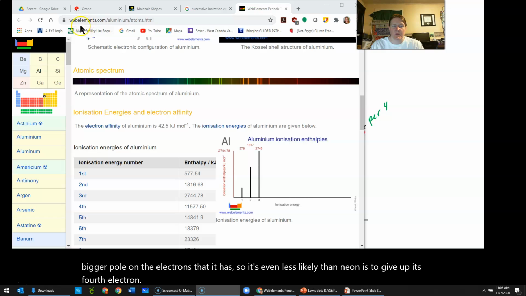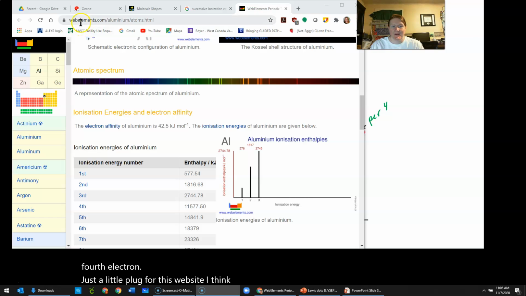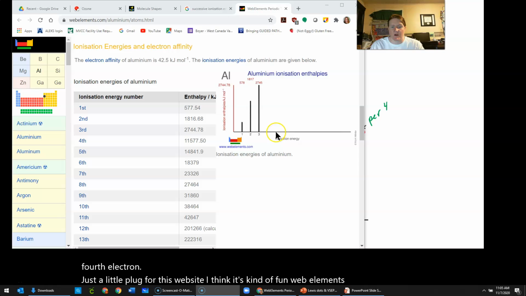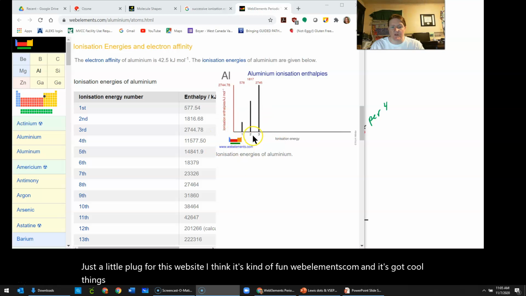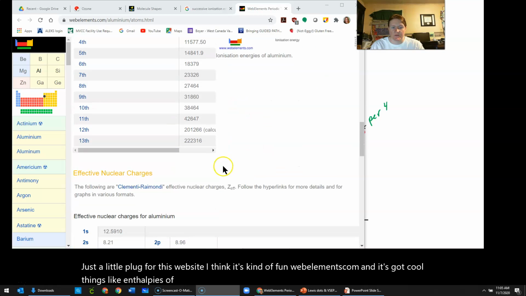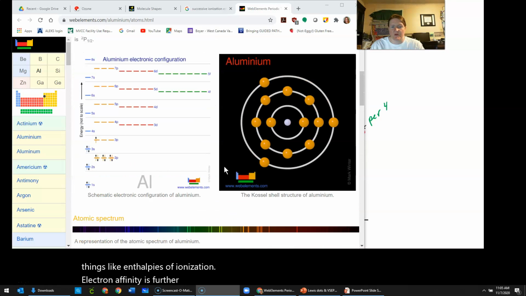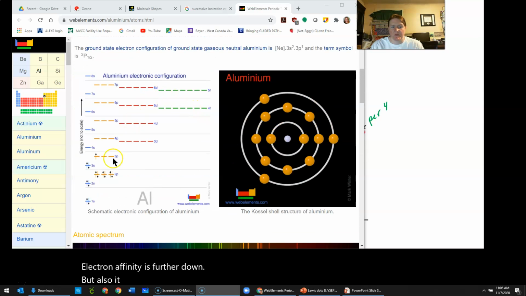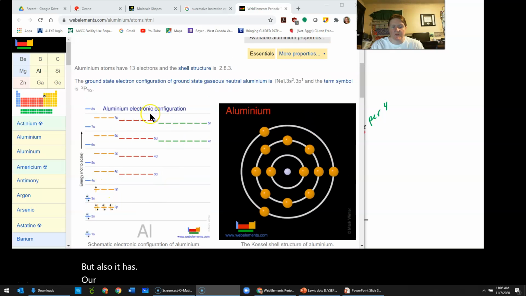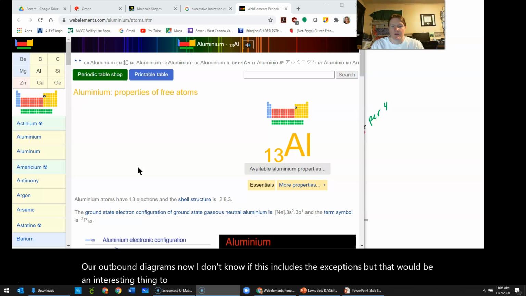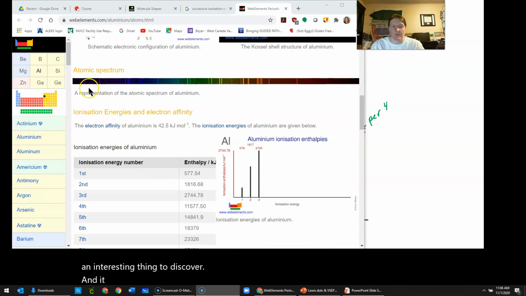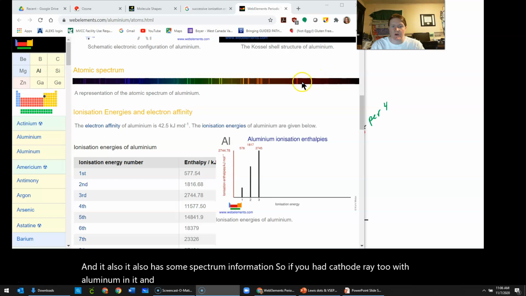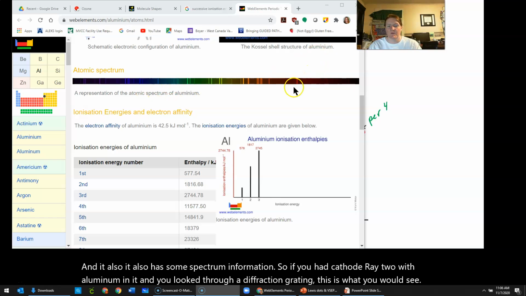Okay. Just a little plug for this website. I think it's kind of fun. Webelements.com, and it's got cool things like enthalpies of ionization. Electron affinity is further down. But also it has our Aufbau diagrams. Now, I don't know if this includes the exceptions, but that would be an interesting thing to discover. And it also has some spectrum information. So if you had a cathode ray tube with aluminum in it, and you looked through a diffraction grating, this is what you would see. So that relates back to chapter 6.